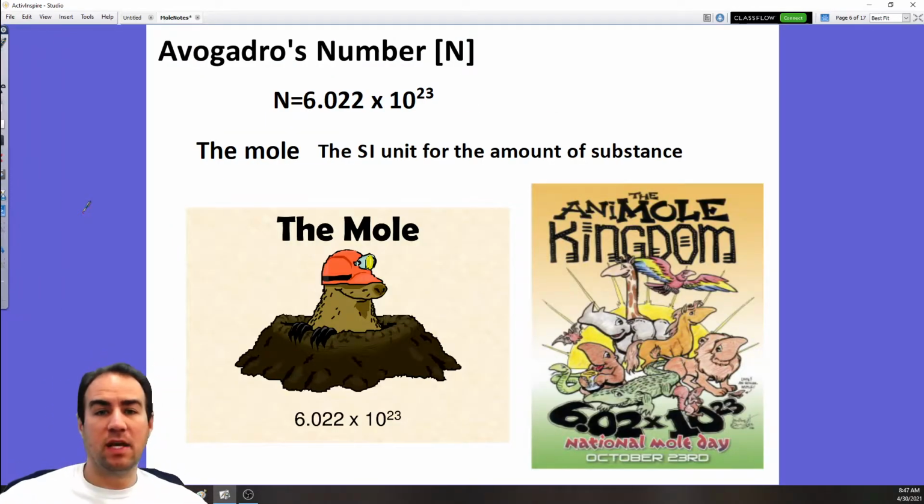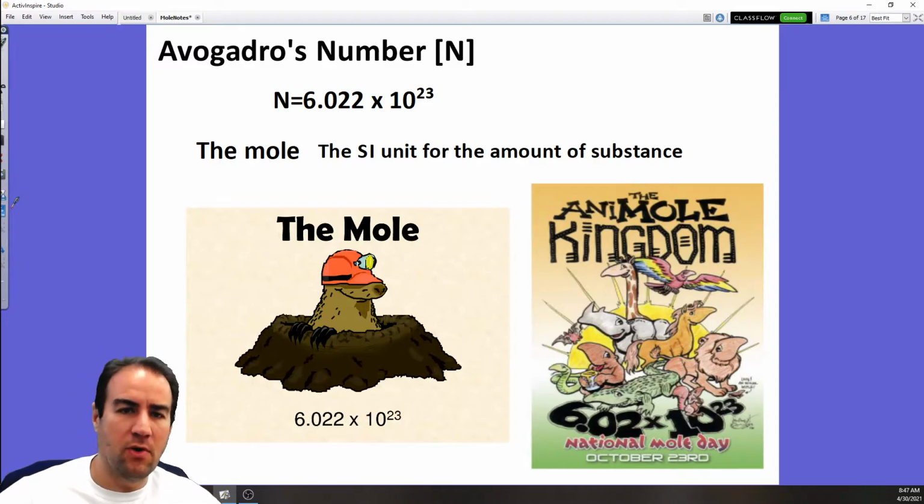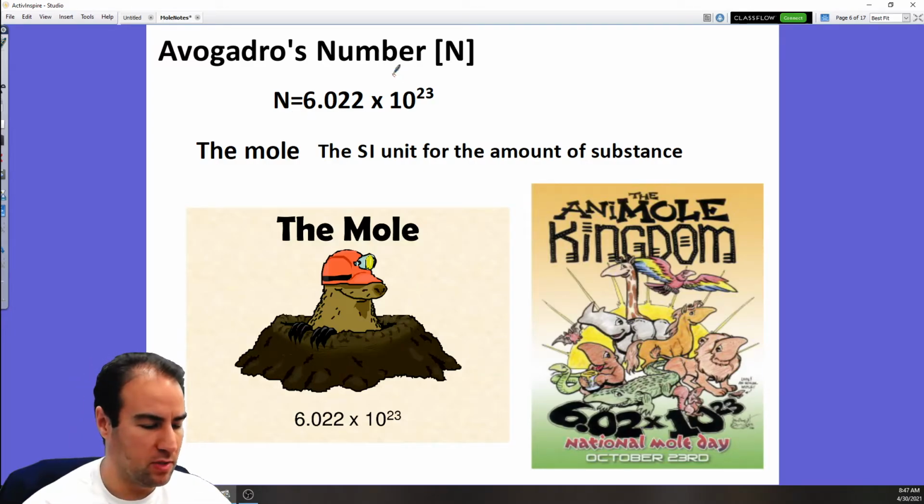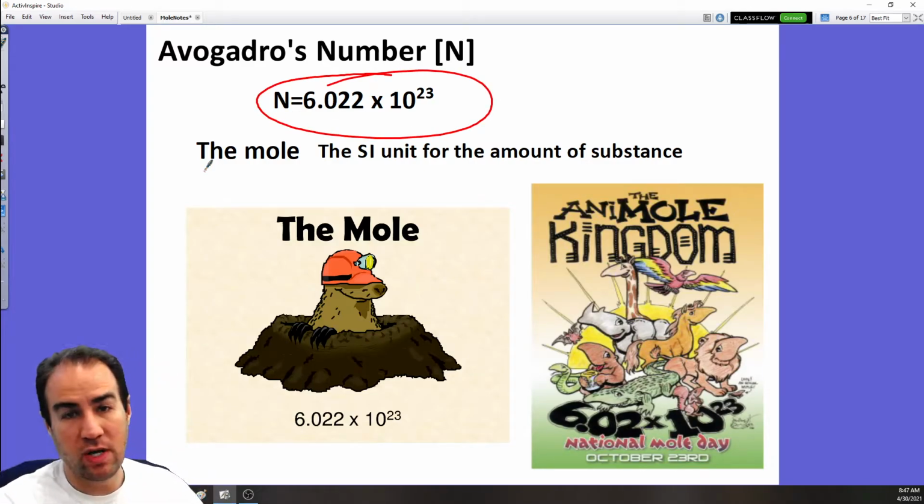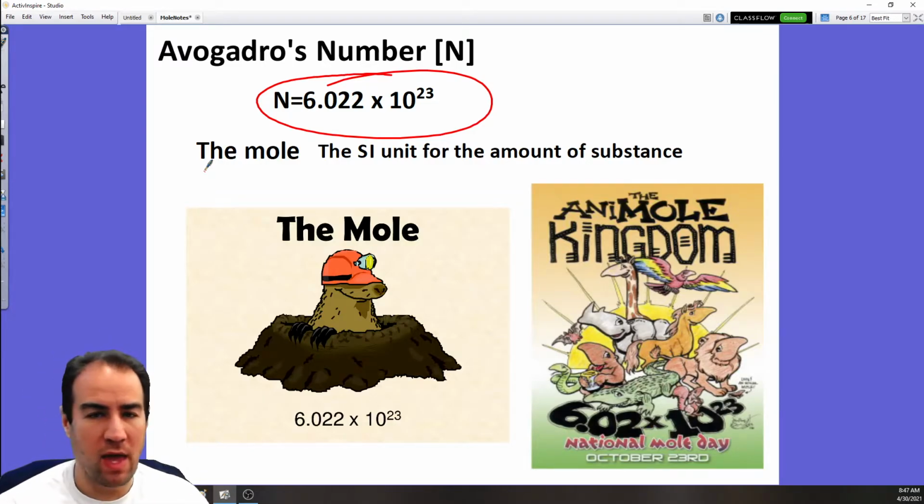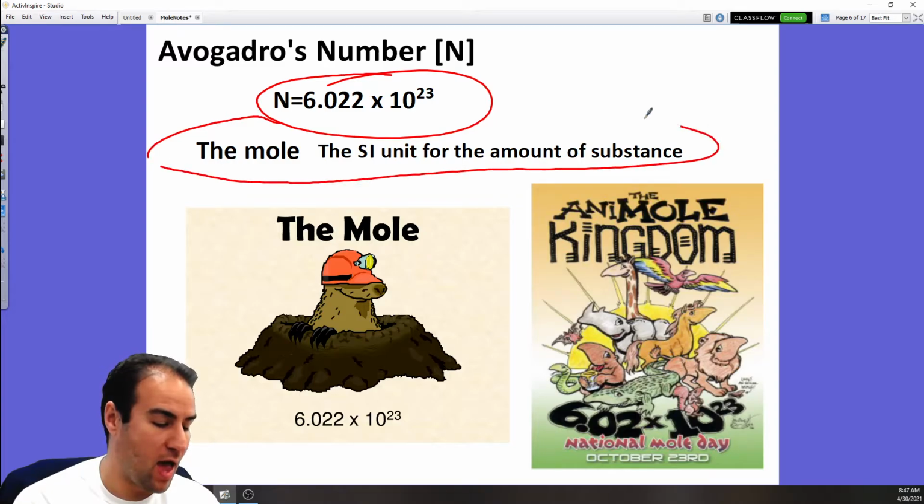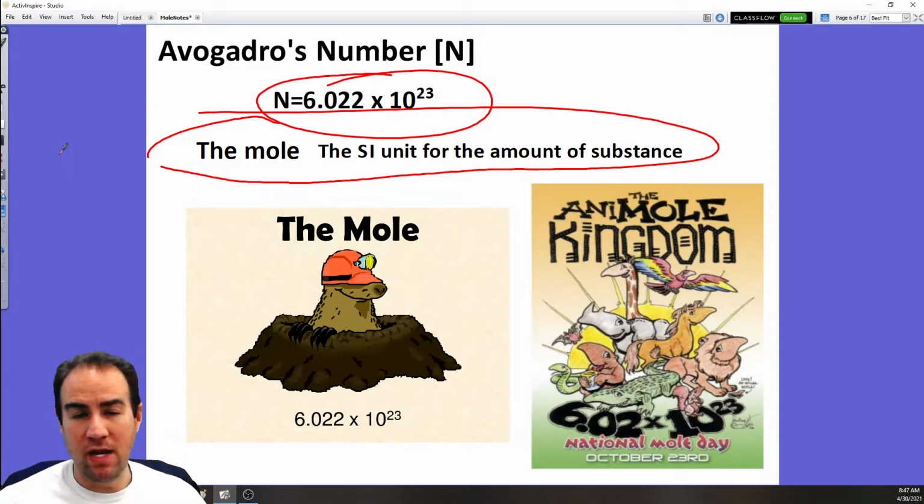Both of these things led us to what we call Avogadro's number. It's written right there on the screen. N, Avogadro's number, is equal to 6.022 times 10 to the 23rd. 6.022 times 10 to the 23rd what, you may ask? Well, 6.022 times 10 to the 23rd of anything. And they refer to that as a mole. A mole of anything is 6.022 times 10 to the 23rd of that substance.